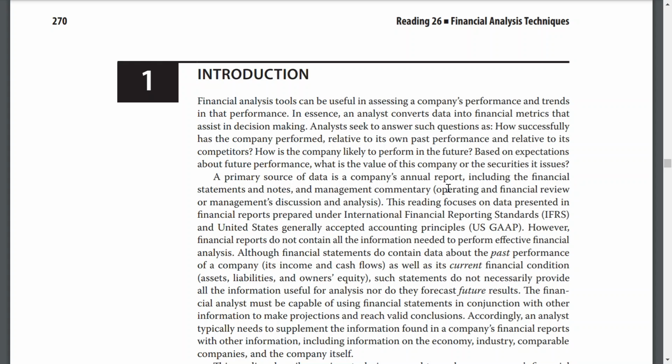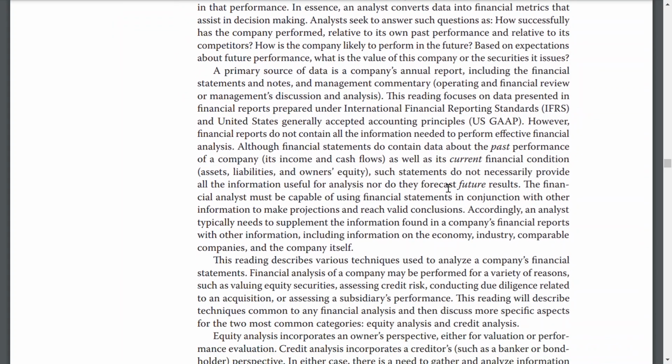A primary source of data is a company's annual report, including the financial statements and notes, and the management commentary. This reading focuses on data presented in financial reports prepared under International Financial Reporting Standards, the IFRS, and U.S. Generally Accepted Accounting Principles, the U.S. GAAP. However, financial reports do not contain all the information needed to perform effective financial analysis. Although financial statements do contain data about the past performance of a company, as well as the current financial condition, such statements do not necessarily provide all the information useful for analysis, nor do they forecast future results.